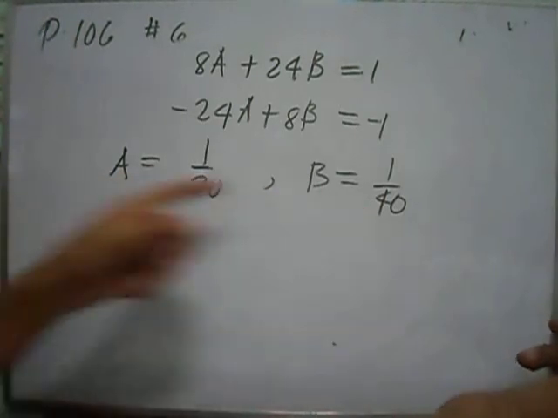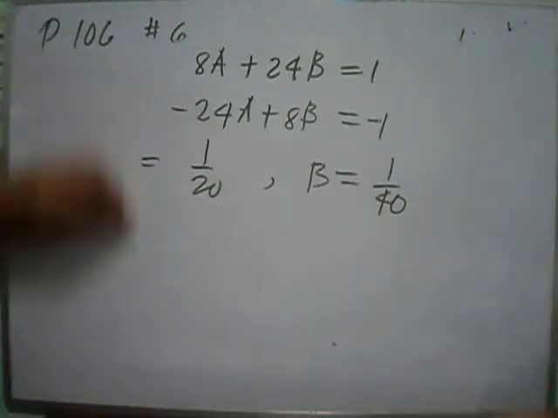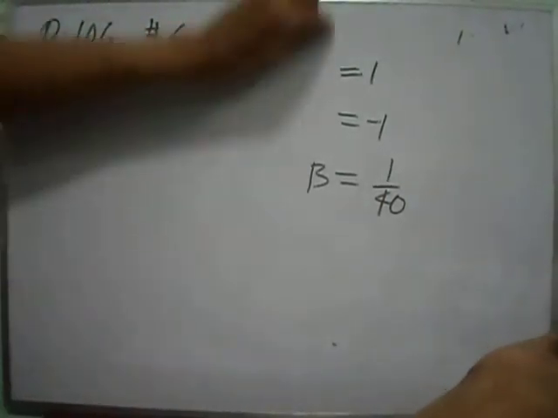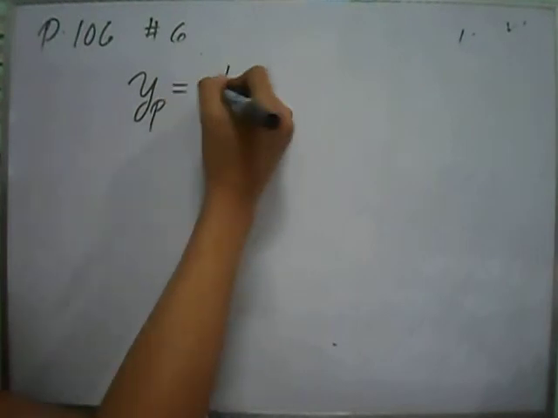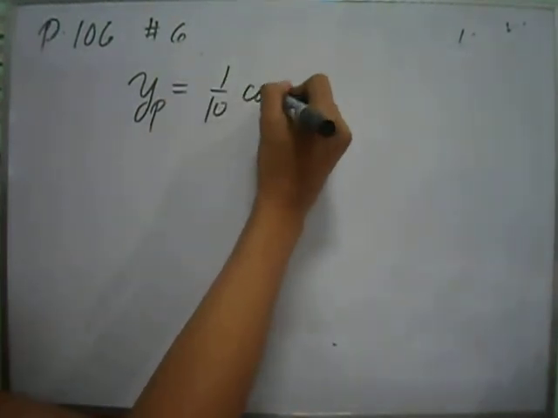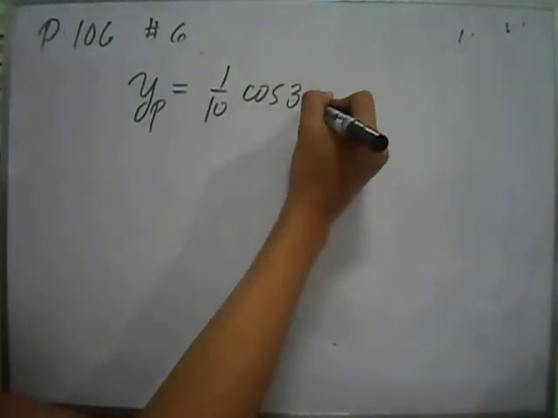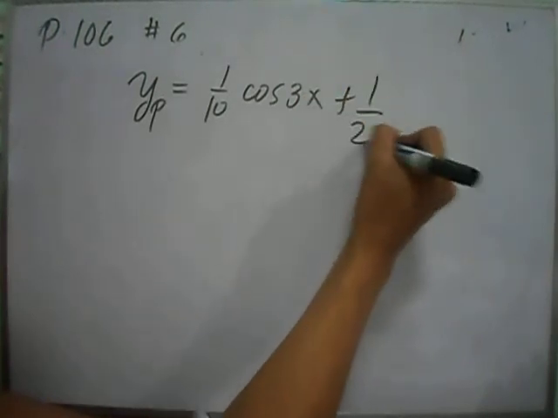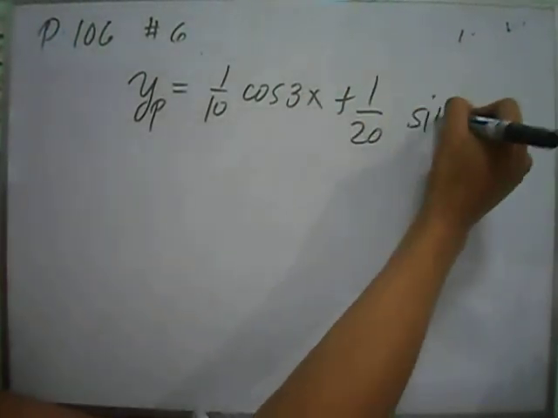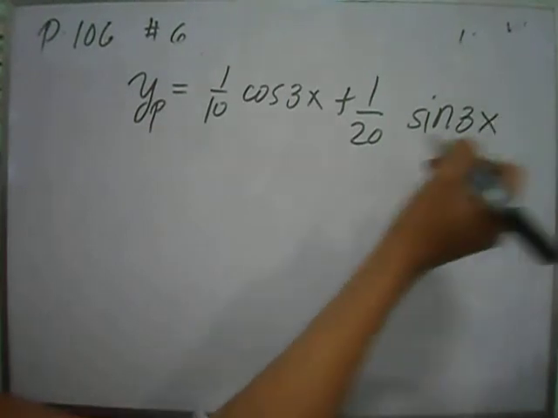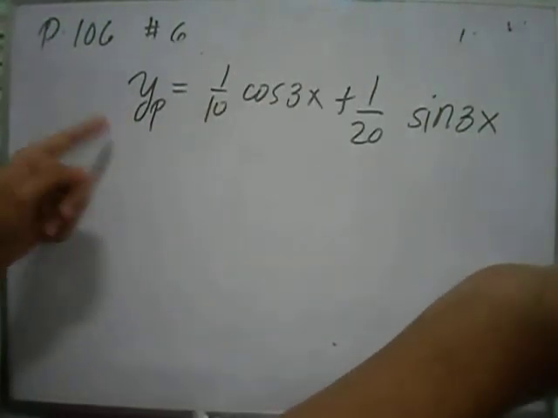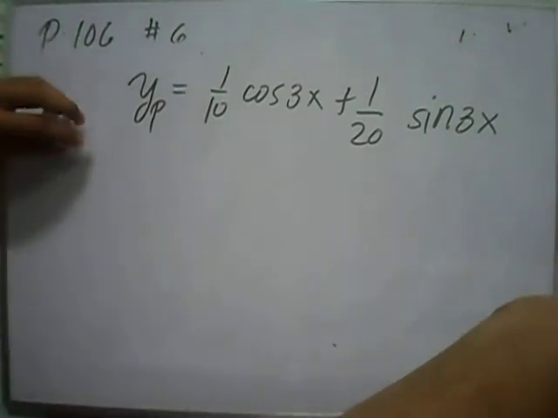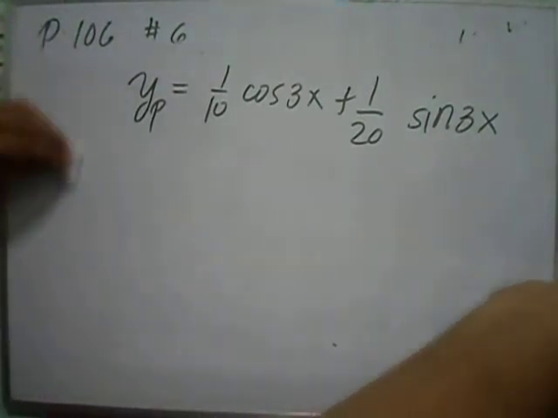Then substitute the values of a and b into the particular solution. Our yp will now be in the form yp is equal to 1 over 10 cos 3x plus 1 over 20 sine 3x. And then by the principle of superposition, we just add this to the y complementary to get the total solution of the differential equation.